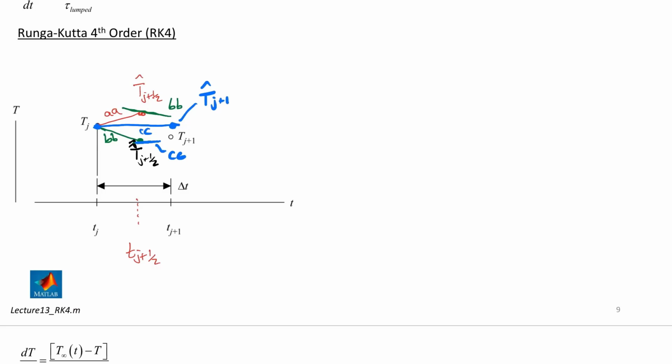The last thing is, I'm running out of colors here, so I'll make a dotted line. We evaluate the slope again at this new point, and we'll call this D. So we have 4 evaluations of the slope. All right, this is confusing, I get it, and you probably just want to follow the recipe in the book. Let's actually write out the steps real quick.